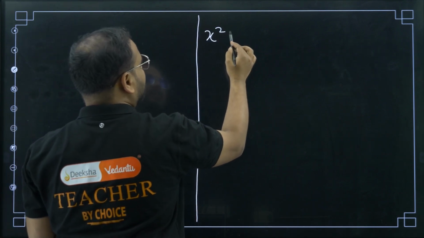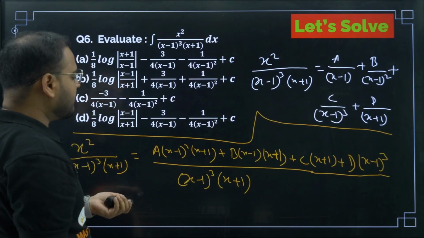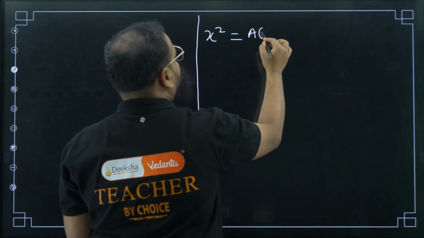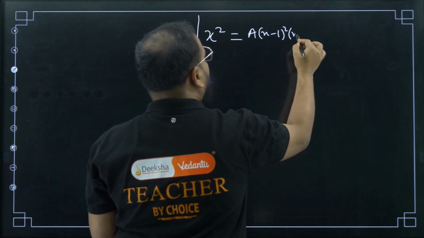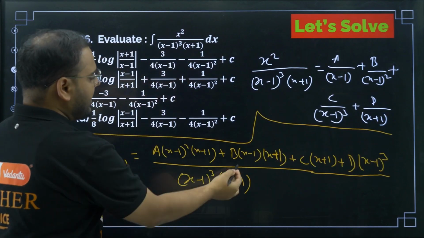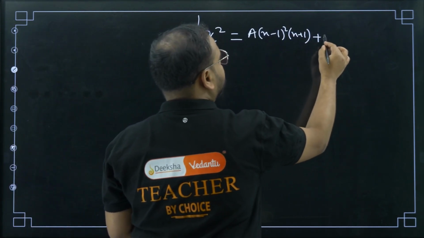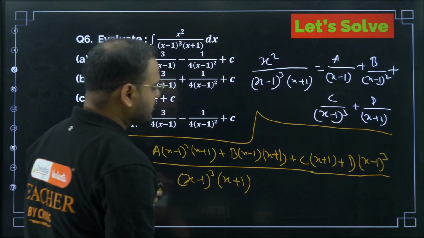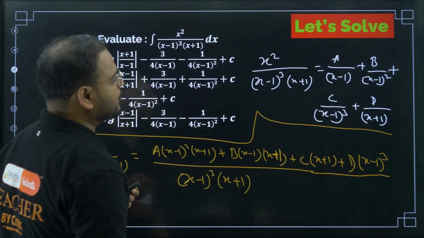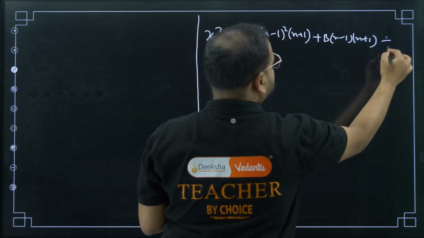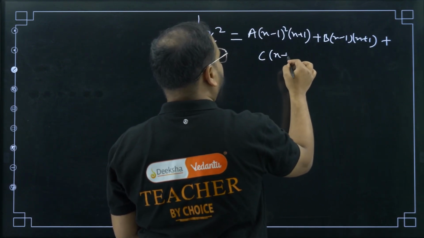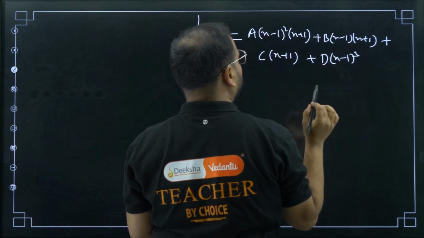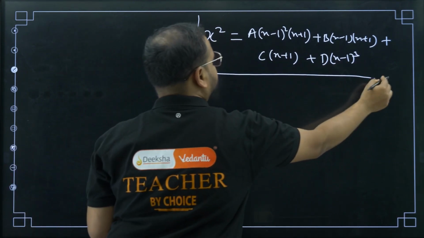x square equals to, not difficult but calculative, a times of x minus 1 square and x plus 1. What about b, b is x minus 1 x plus 1. What about c, only c, x plus 1. Okay, so plus c x plus 1 and plus d x minus 1 the whole cube. Okay, now please have a look.